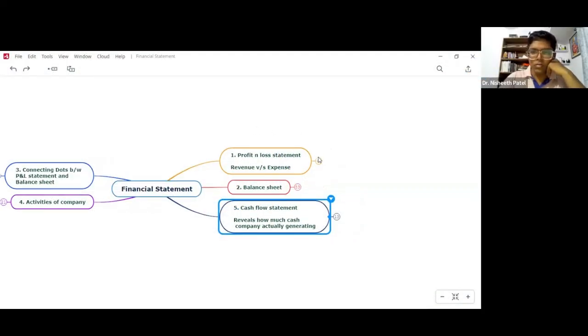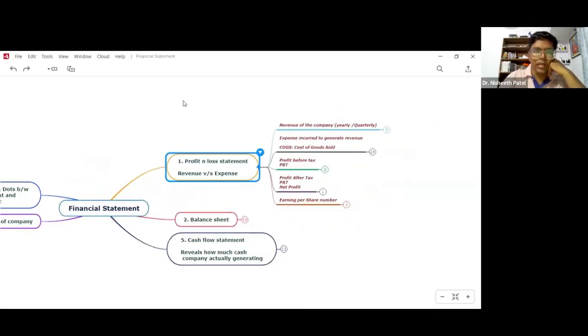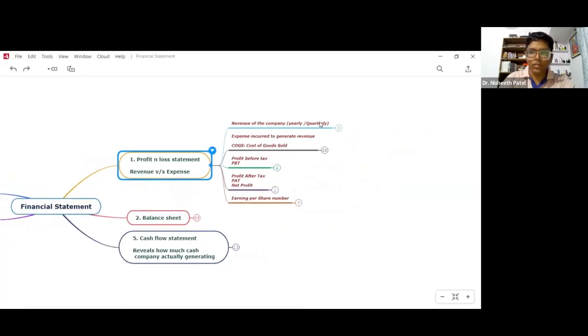So now first we will go into the profit and loss statement. Which are the components that we get in the profit and loss statement? First thing you will get is the revenue of the company. Okay. If that was the annual report, that was counted as yearly.